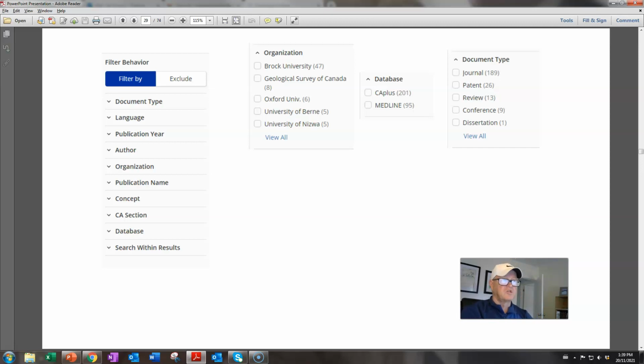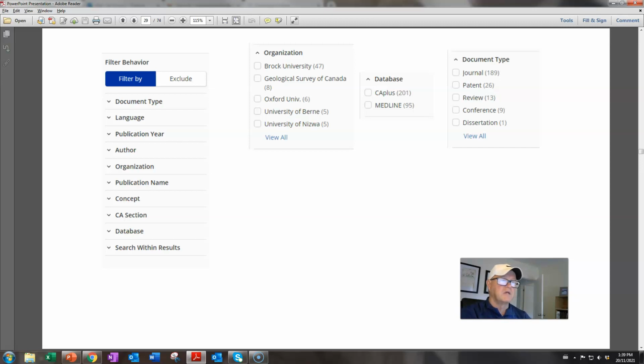Here are the filters we used. One was by organization, Brock University. I got 47, so only 47 of those are from Melanie Pilkington, affiliated with Brock University. I searched by document type, and one was journals, so 189 of those were journals. So you put these combinations together. And on the left-hand side for references, it shows you all the different ways you can filter.